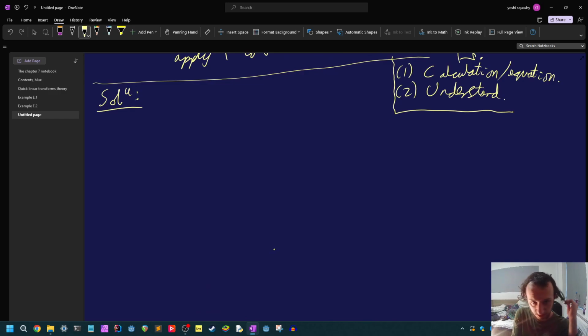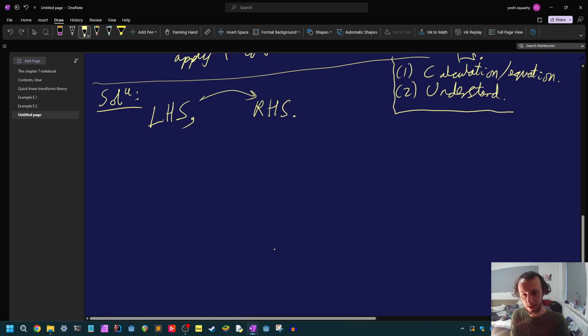Let's just begin. So the way I'm going to format this is there's going to be a left-hand side and a right-hand side, and we can work each of them separately, and then eventually we should be able to connect them, and they should be equal. And then we're going to try and comment on what it means that they're equal. Why were they equal?